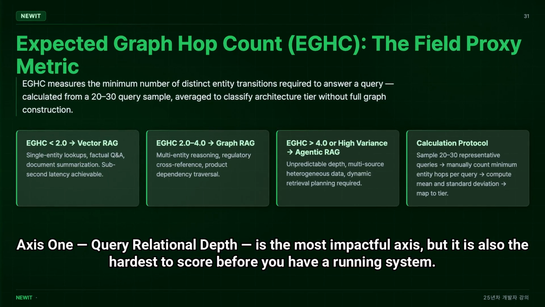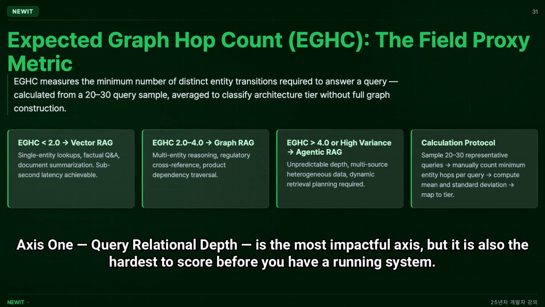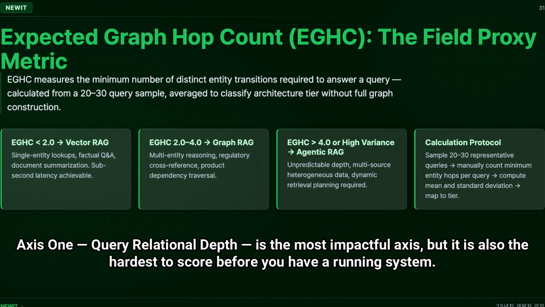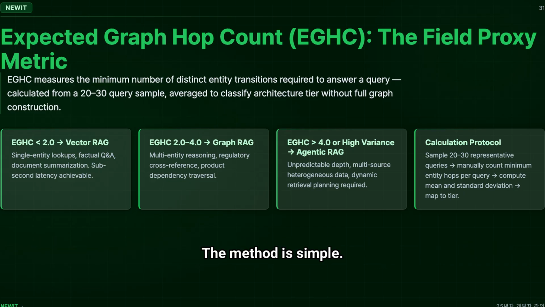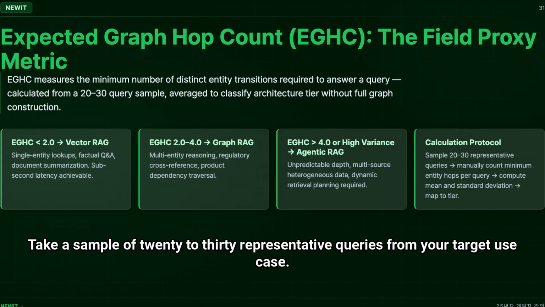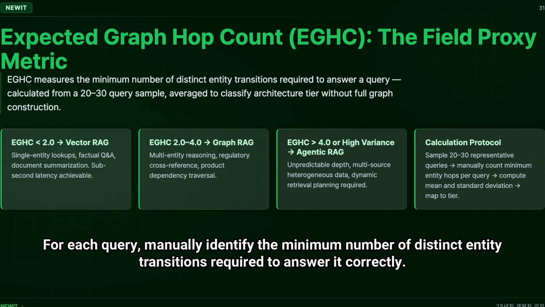Axis 1, query relational depth, is the most impactful axis, but it is also the hardest to score before you have a running system. So here is a practical proxy metric you can use in a field assessment today: expected graph hop count, or EGHC. The method is simple. Take a sample of 20 to 30 representative queries from your target use case. For each query, manually identify the minimum number of distinct entity transitions required to answer it correctly.